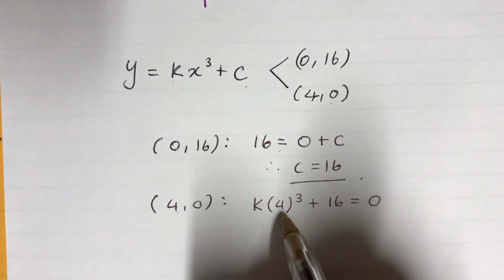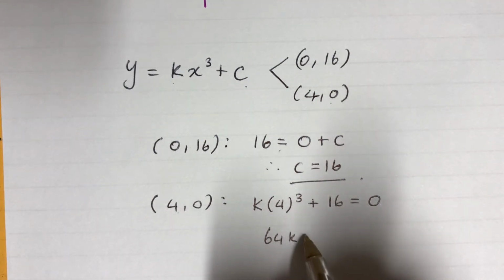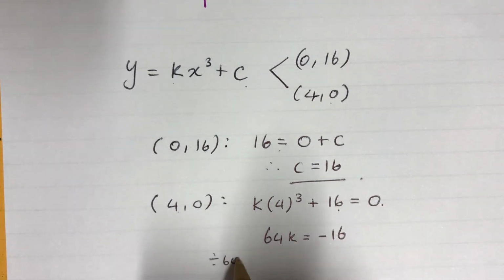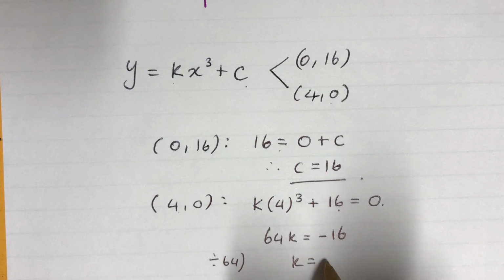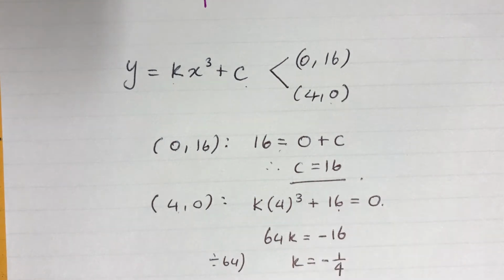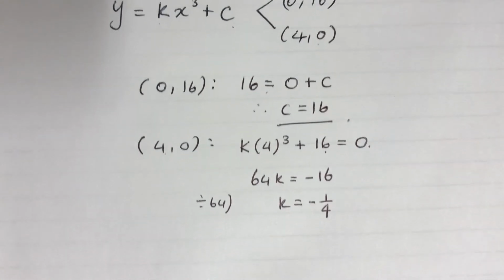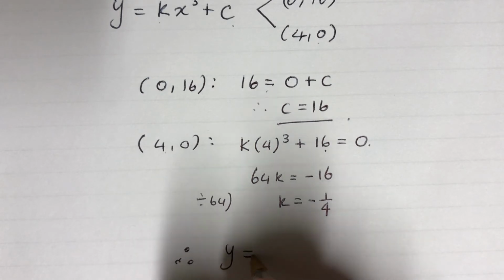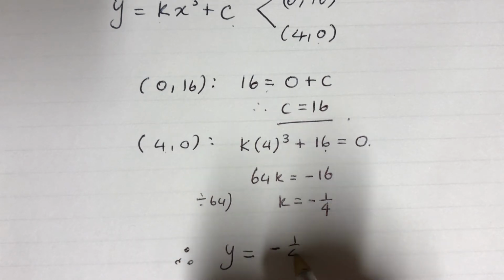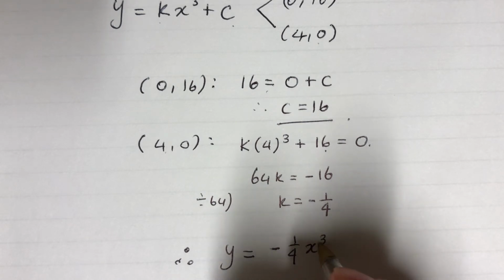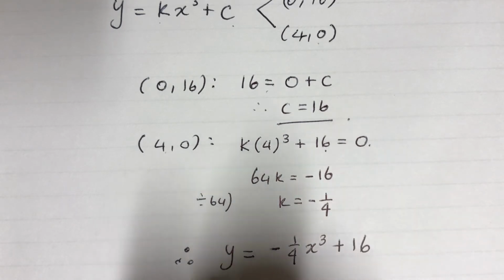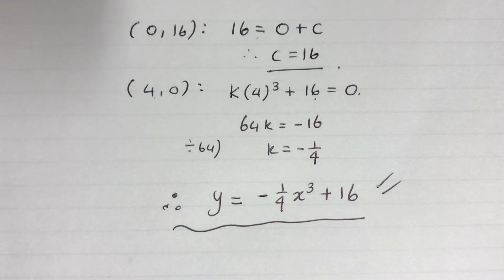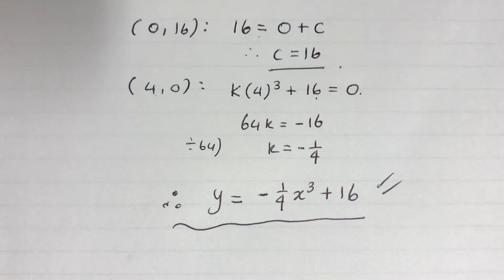So what would that be? 4 cubed is 64, so 64k equals minus 16 because I moved the 16 to the other side. And I'm going to divide by 64 on both sides. k equals minus 1 over 4, because 16 over 64 is 1/4. So therefore, my cubic equation is minus 1/4 x cubed plus 16. That's what happens. Okay, hopefully you understood the algebraic part of it, because it's very important.